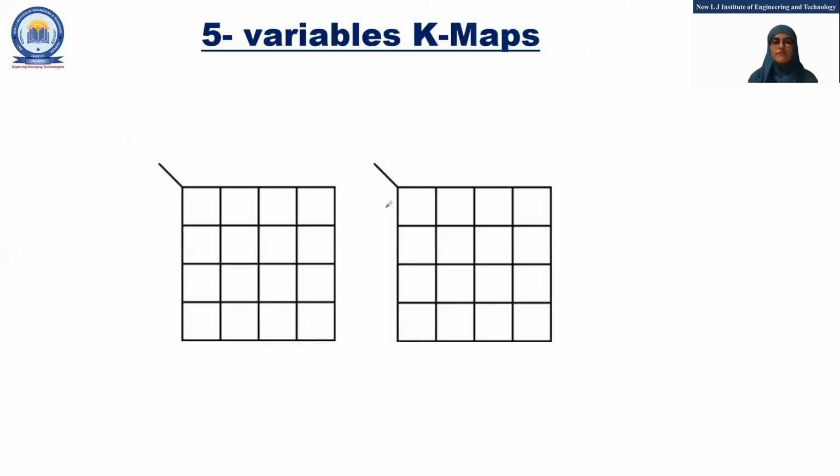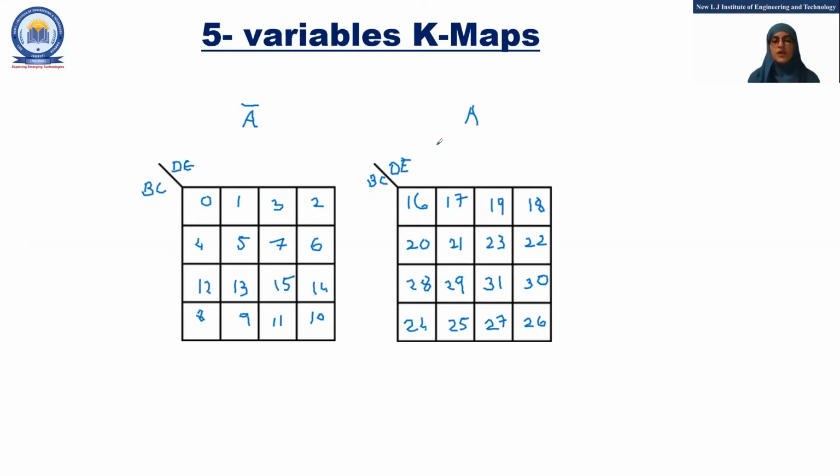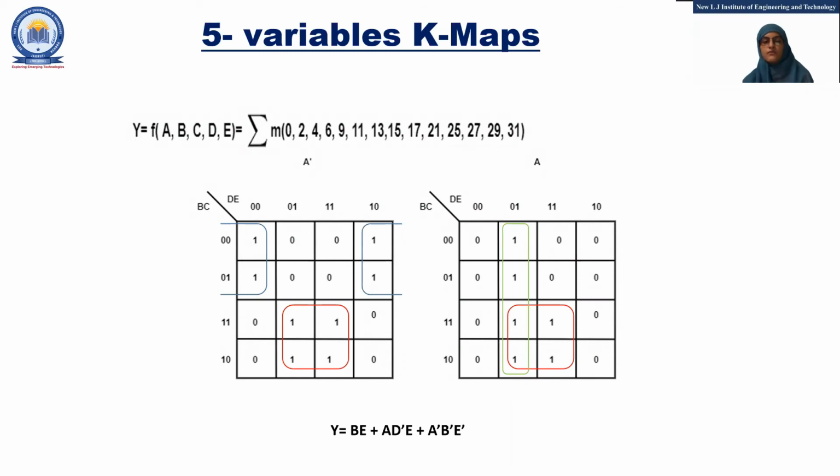Next is 5 variable K-map. So we fill this K-map like this. So if 5 variables are given, then there is 32 cell possible. So if 5 variables are A, B, C, D and E, Y is equals to function of A, B, C, D, E is equals to summation of m 0, 2, 4, 6, 9, 11, 13, 15, 17, 21, 25, 27, 29 and 31.